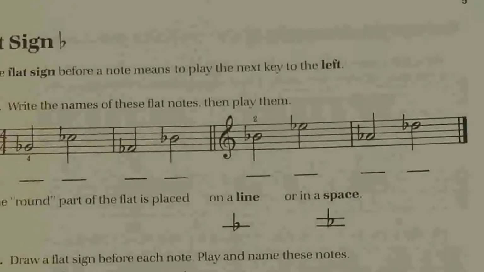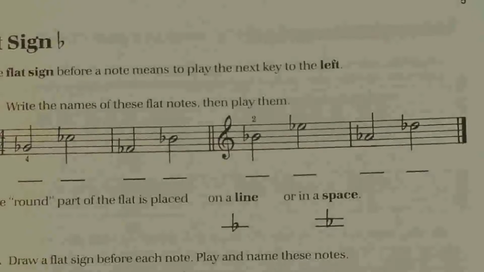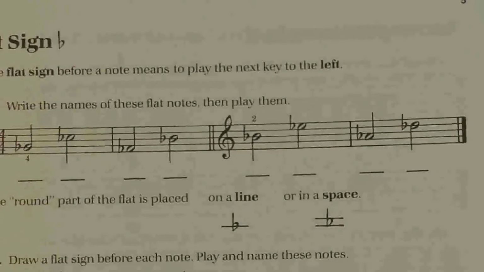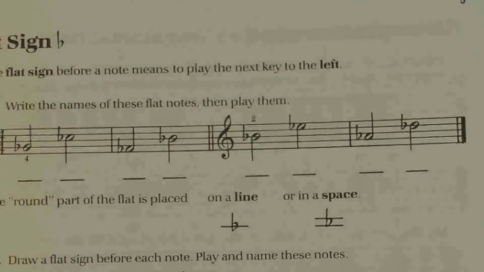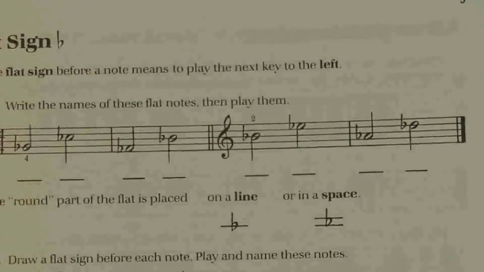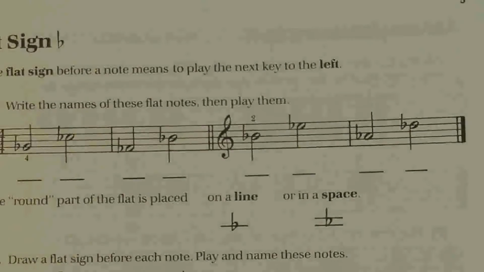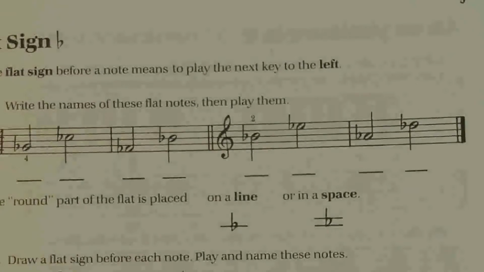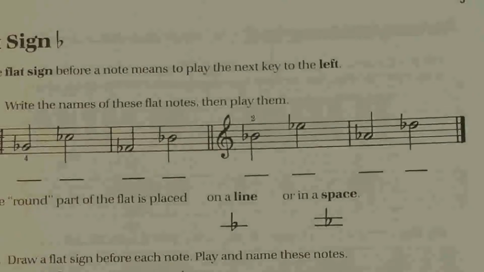Okay, B to B flat, E, a half step down to E flat, A to A flat, and D to D flat in the bass staff. In the treble staff, B to B flat, E to E flat, A to A flat, and D to D flat. Okay, we are going down, down, down.